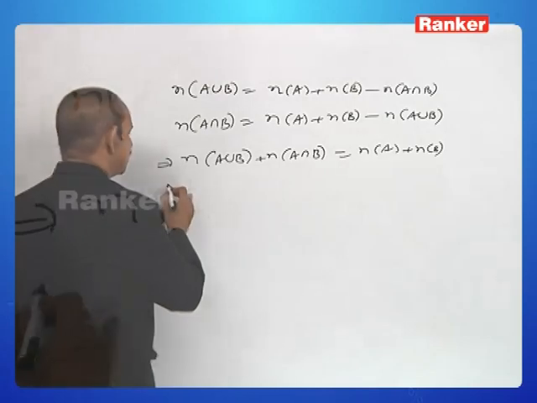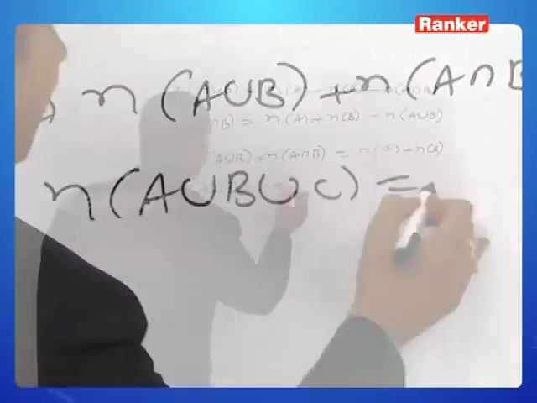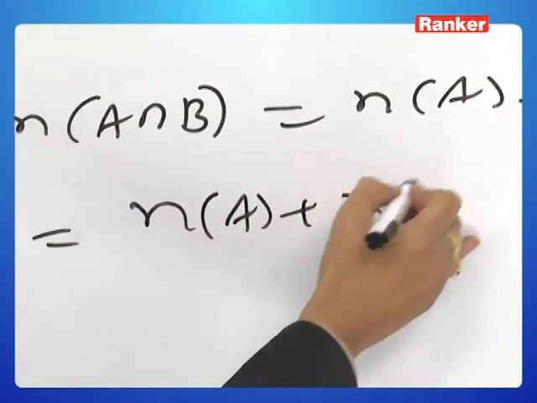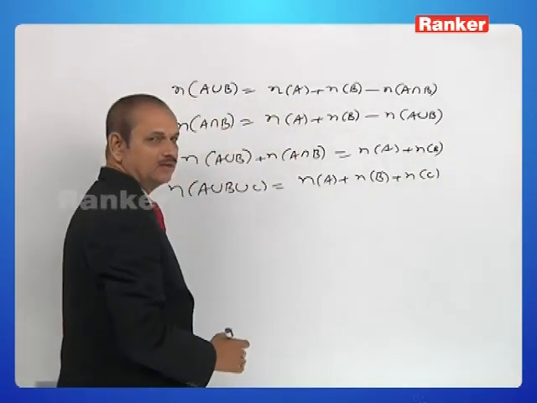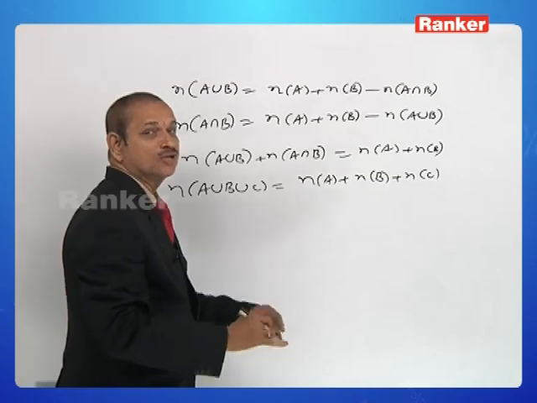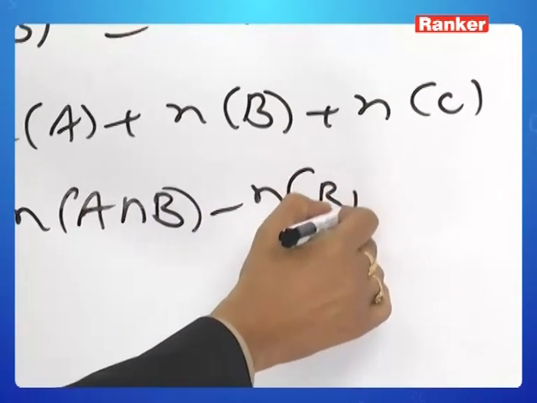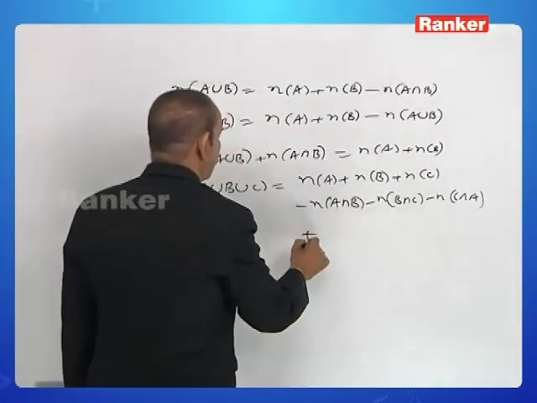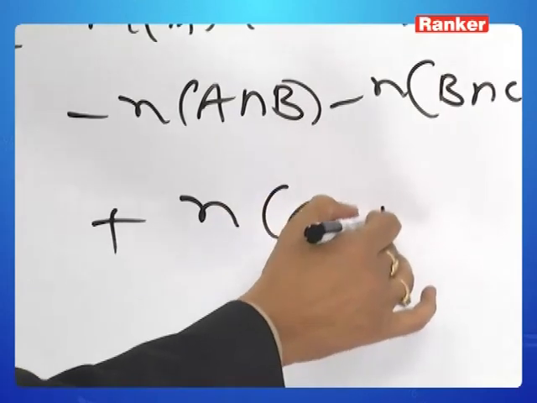Good. One more thing is there. If n of A union B union C is required, then all sets taken one at a time, that is n of A plus n of B plus n of C. Now sets taken two at a time: n of A intersection B, n of B intersection C, n of C intersection A. And taken all three at a time, n of A intersection B intersection C.